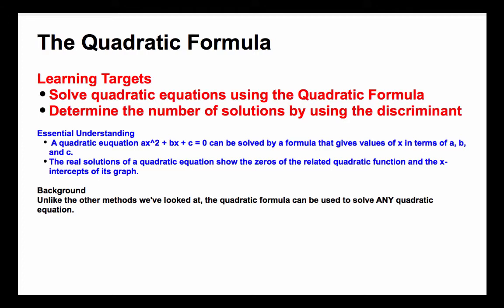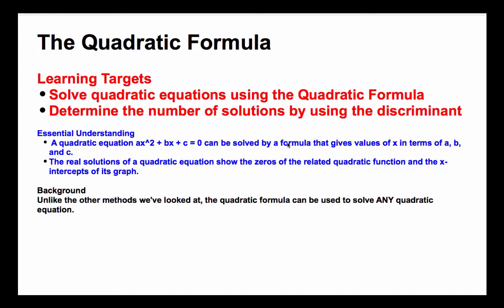This lesson is on the quadratic formula. Our learning targets are we want to solve quadratic equations using the quadratic formula, and we want to determine the number of solutions by using the discriminant. Some essential understanding for the lesson: a quadratic equation ax squared plus bx plus c equals 0 can be solved by a formula that gives values of x in terms of a, b, and c. The real solutions of a quadratic equation show the zeros of the related quadratic function and the x-intercepts of its graph.